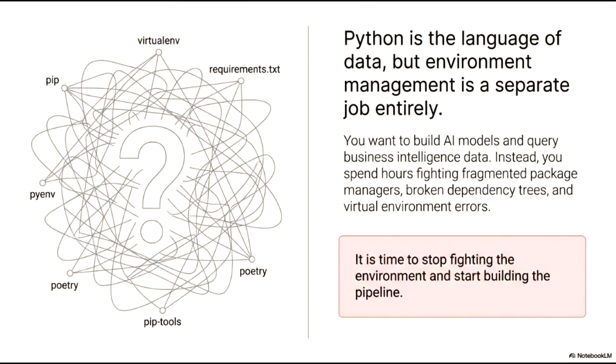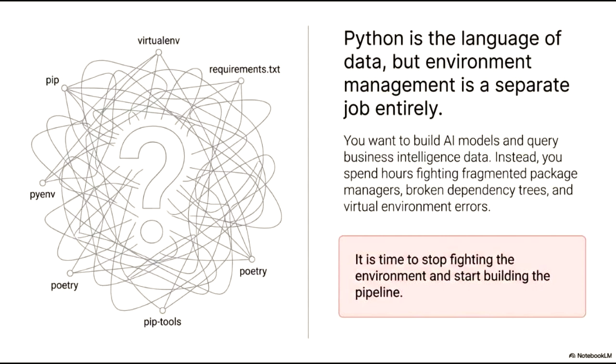Python is undeniably the language of data, but as any developer knows, managing its environment is a separate and often exhausting job. We set out to build innovative AI models and derive insights from complex data, yet we frequently end up trapped in a cycle of fighting fragmented package managers, resolving broken dependency trees, and debugging virtual environment errors. This complexity, represented by the tangled web of tools like pip, poetry, and pyenv, consumes valuable time that should be spent on core development. The message here is clear. It is time to stop fighting the environment and start building the pipeline.